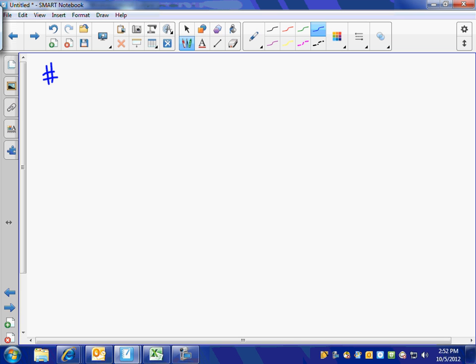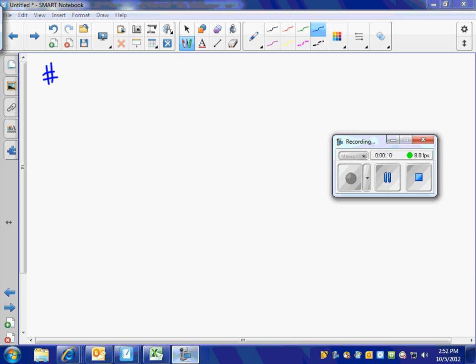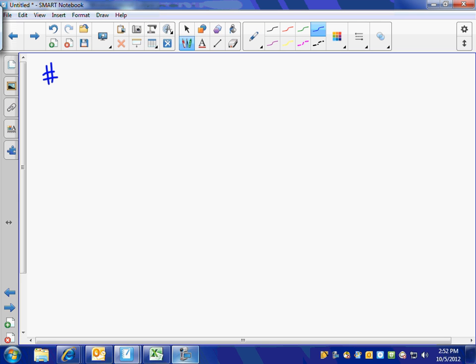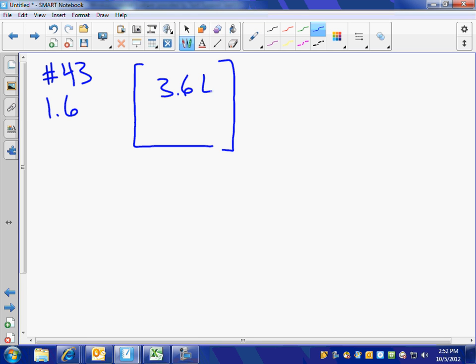Okay, so if you guys look in your book, problem number 43, this is what it looks like. Number 43 in your book, from section 1.6, says if you have a radiator that is filled with 3.6 liters of stuff, and out of that stuff, 60% is antifreeze and 40% is water.